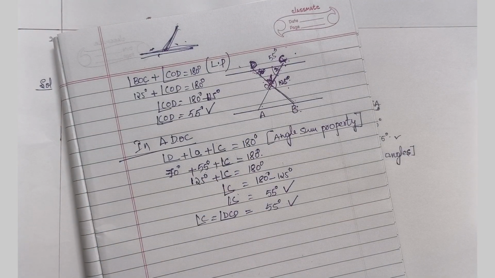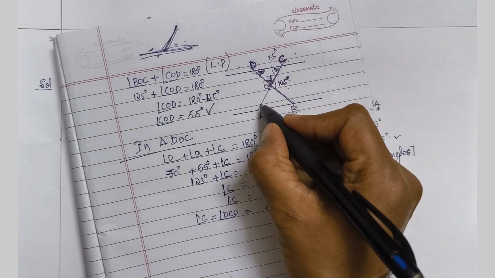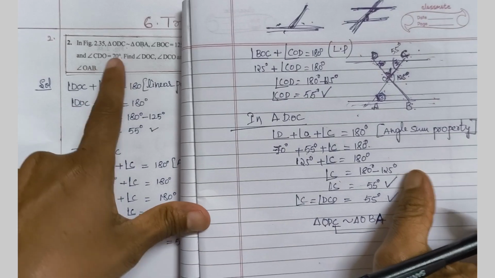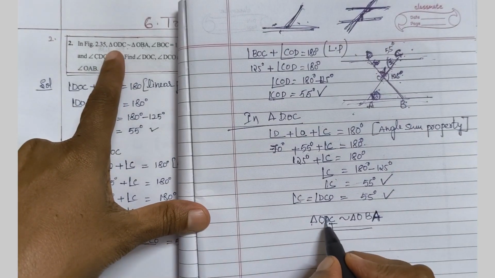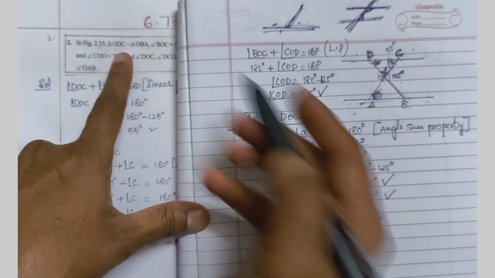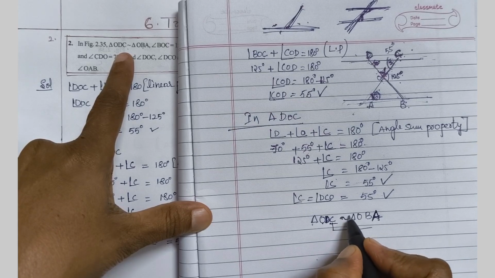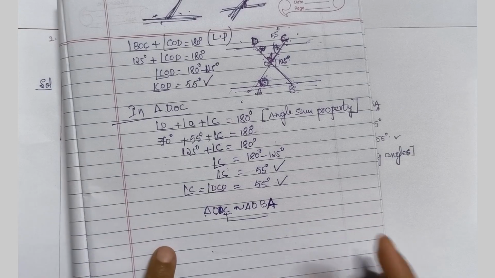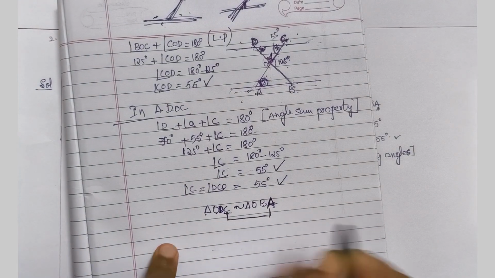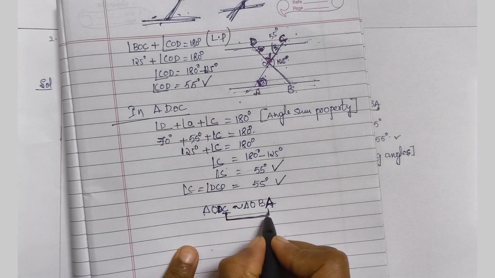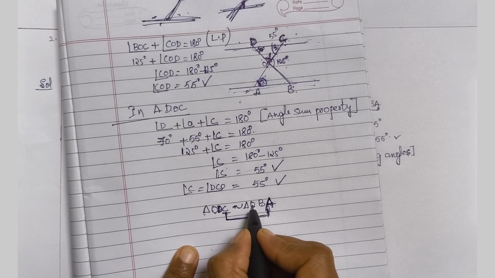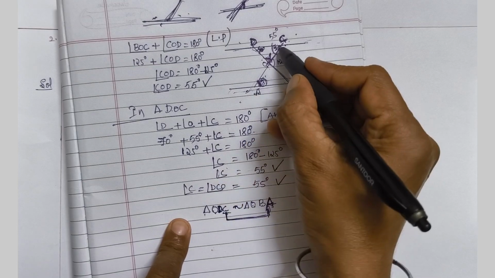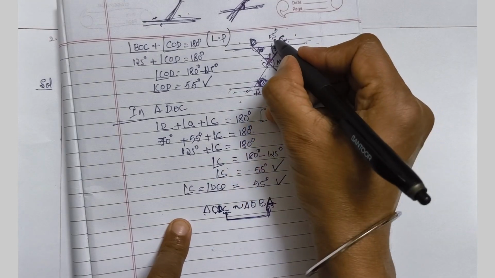Now you got two answers. Next, you have to find the third angle. This is the third angle, this angle you have to find. See, from the question we take triangle ODC similar to triangle OBA. C is similar to A, O is similar to O, D is similar to B. Now we want A, so C is similar to A.